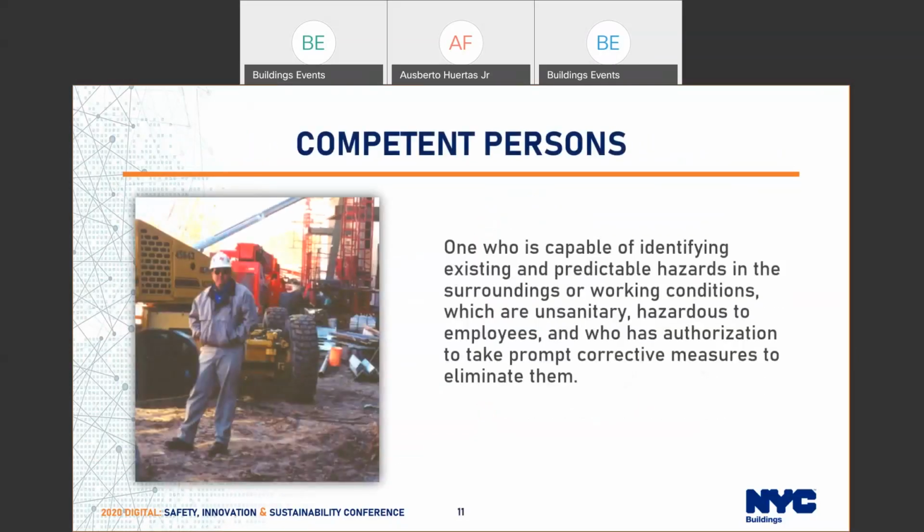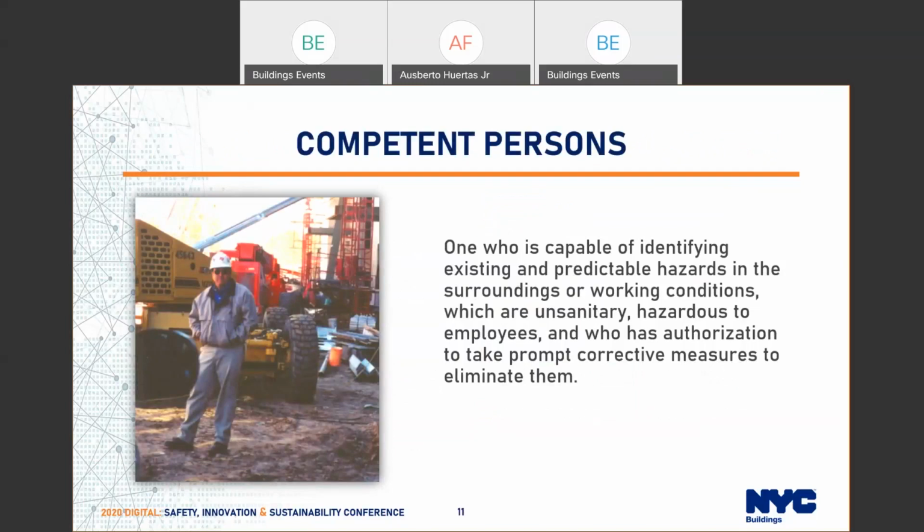The competent person is an extension of the construction supers in their absence. The competent person should be a worker who will have the ability to identify hazards and the authority to stop unsafe activities. The competent worker must have the required supervisory 62 hours of safety training.